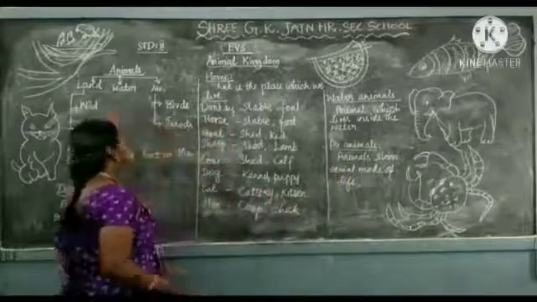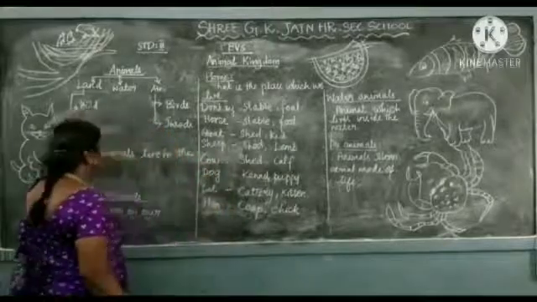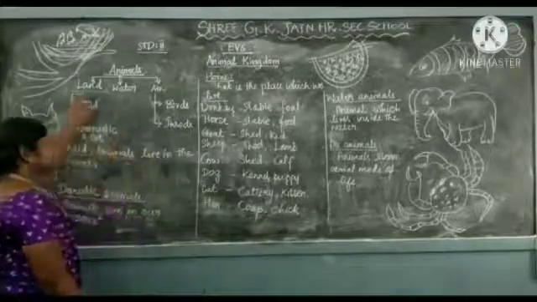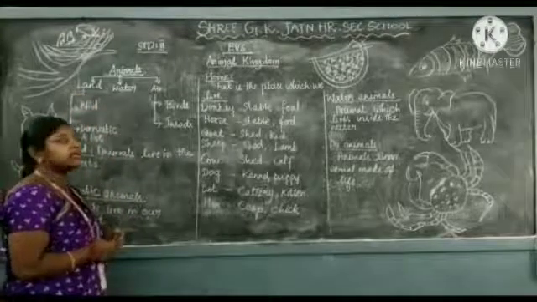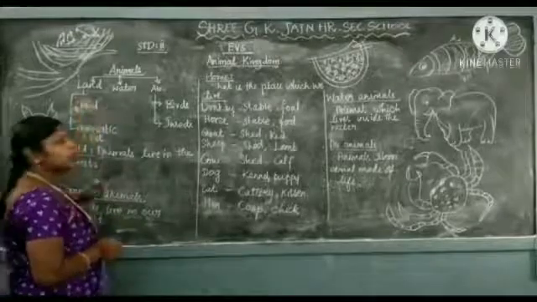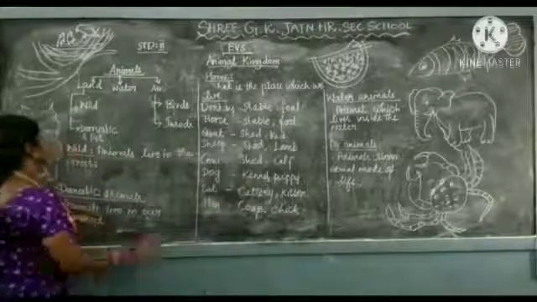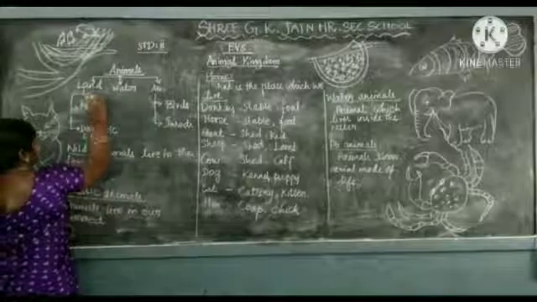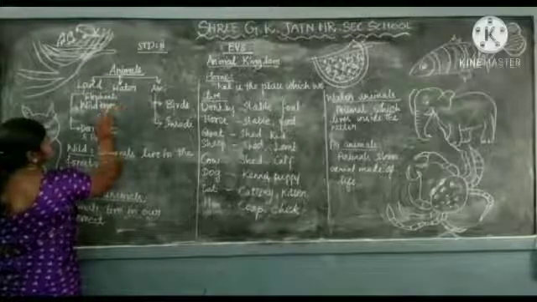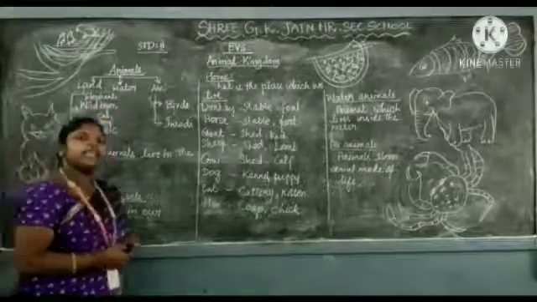Okay, so children, animals, they are classified into 3 types according to their habitat. Habitat means the living place of the animals. So the first thing is land. That means the animals which live on the land. So that animals are called as land animals. Example for the land animals are elephant, tiger, cat, dog. These are the examples of land animals.